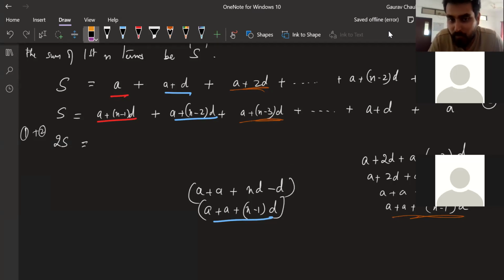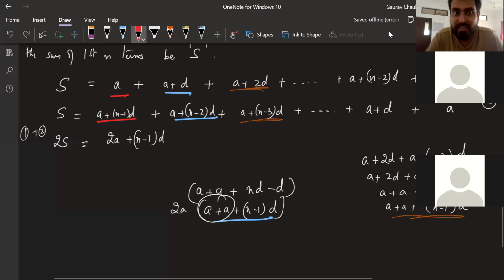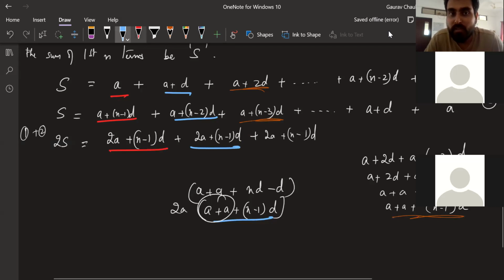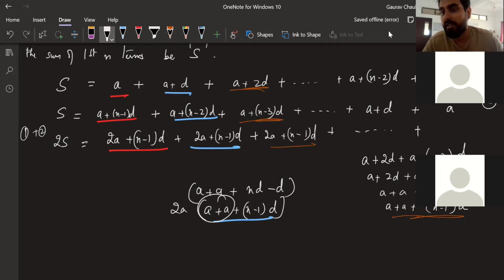So what is the sum? What is this sum basically? This is a plus a is 2a, right? The sum is 2a plus n minus 1 into d. So this first time I'm getting 2a plus n minus 1 into d. Then again I'm getting 2a plus n minus 1 into d. This is second one. Then again third one I'm getting 2a plus n minus 1 into d. And so on, it continues till the last term. Till the last, this two also if I add, everywhere I'll get the same thing. 2a plus n minus 1 into d.